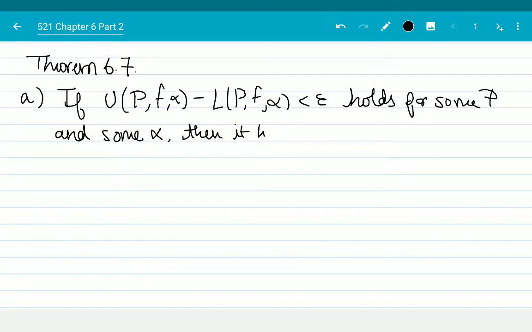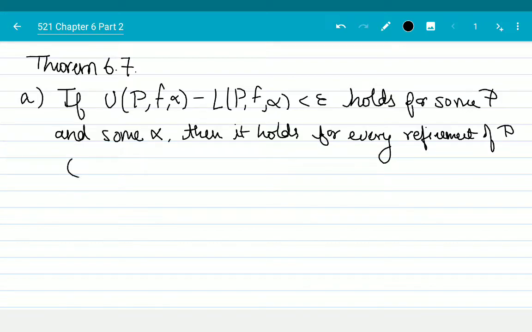Then it holds for every refinement of P with the same epsilon. Okay.